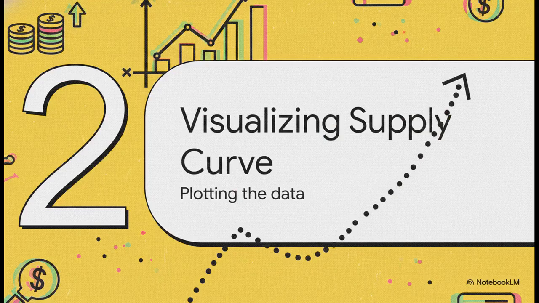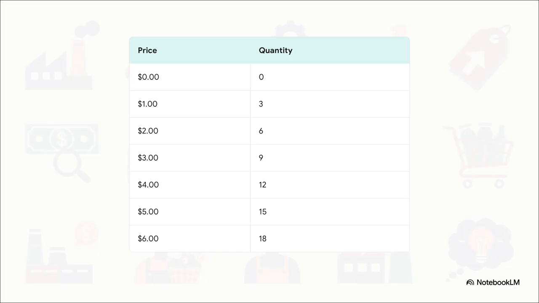Moving on to Section 2, Visualizing the Supply Curve, Plotting the Data. Let's see how this builds when we actually put the numbers on paper. So, this supply schedule right here lays out the producer's mindset perfectly. At $2, Starbucks is willing to supply 6 lattes. But watch what happens as the price bumps up to $4. The quantity they're willing and able to offer suddenly jumps to 12. As the price goes up, the quantity supplied goes right up alongside it.